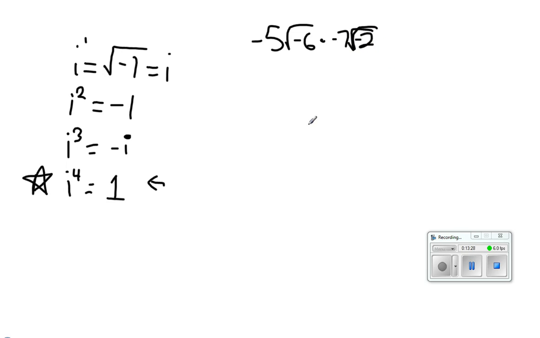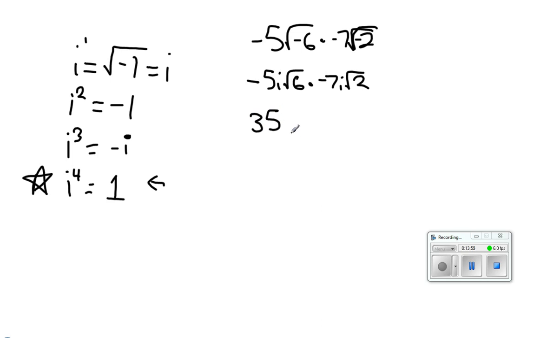So this is sort of like the last one. Before we can really mess with it, you have to take out the i's. Oh, which you already did. So now we have -5i times square root of 6 times -7i times square root of 2. Okay. So we multiply our constants together. So -5 times -7.